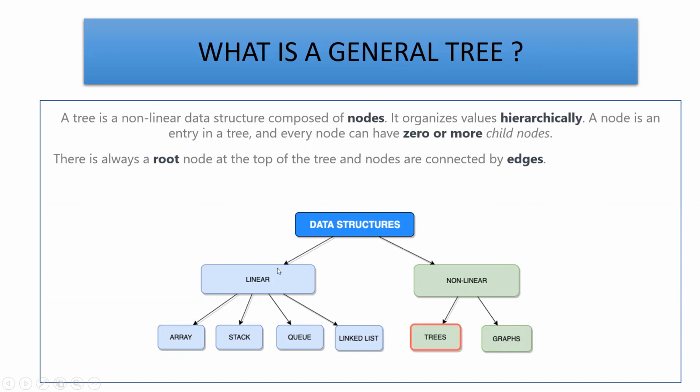Here also in this example, if you are able to see, the root node is the data structure. It is having two children, linear and non-linear data structures. Again, the linear data structure node is going to contain four different children: array, stack, queue, and linked list. And for this non-linear data structure node, two children are there, trees and the graph.